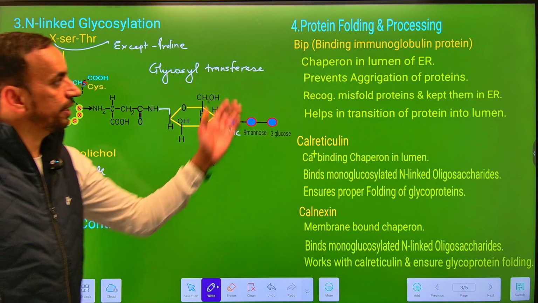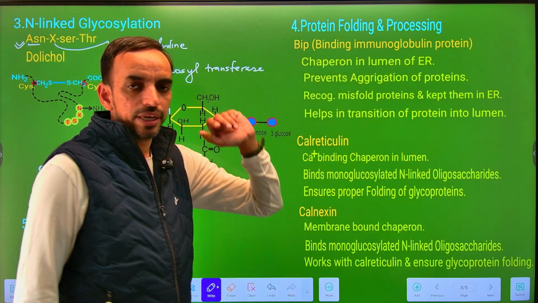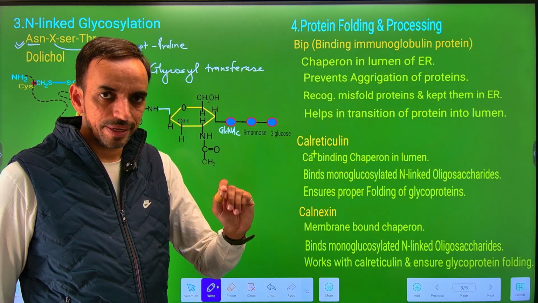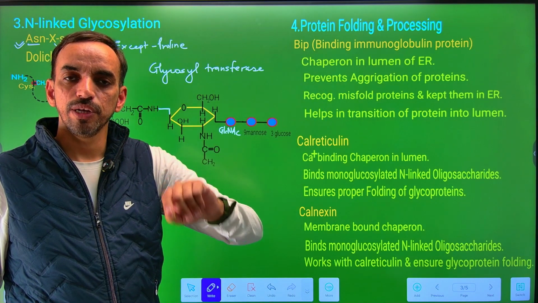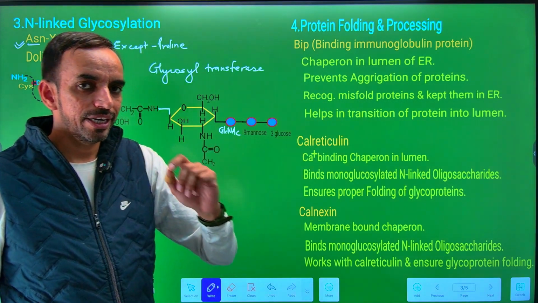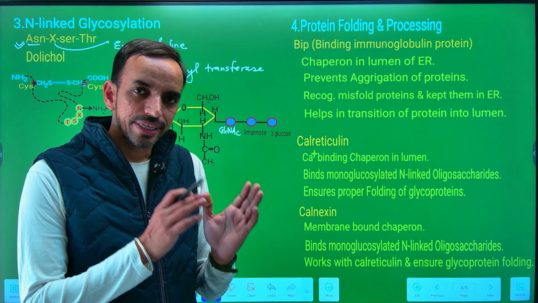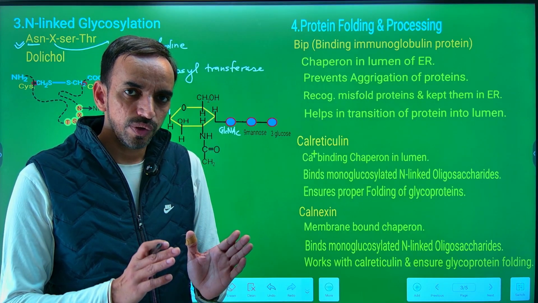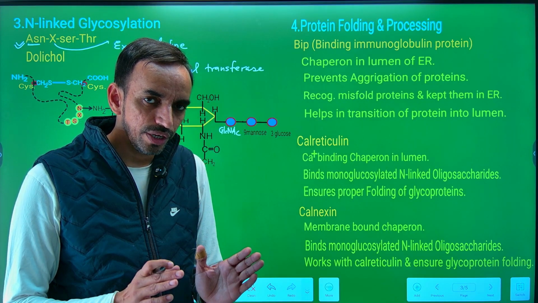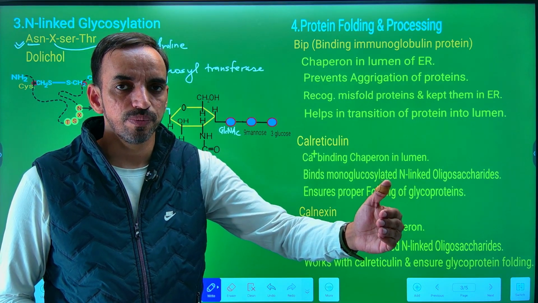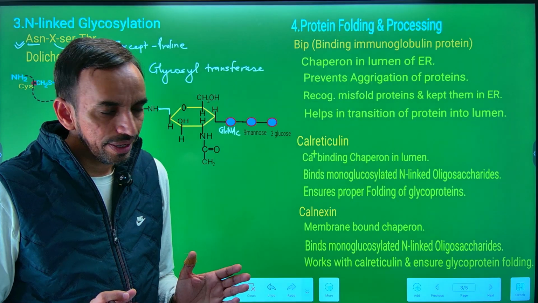Now the next function is protein folding and processing. एक प्रोटीन के बारे में अपन पहले बात कर चुके हैं, that is the BiP, binding immunoglobulin protein, जिसको अपन ने कहा था it binds to the newly synthesized polypeptide chain. It keeps the polypeptide chain in the unfolded configuration. It helps in protein folding. It helps in the facilitation of protein into the lumen of the endoplasmic reticulum.